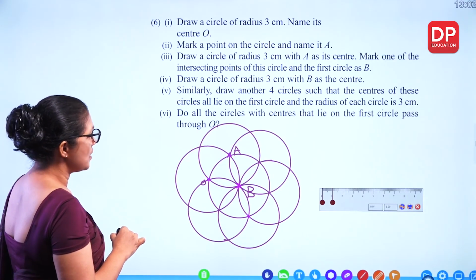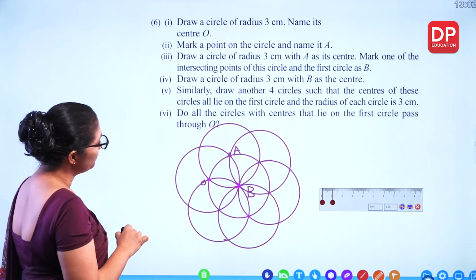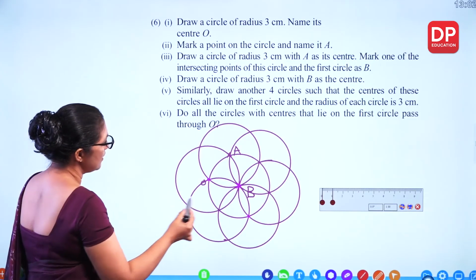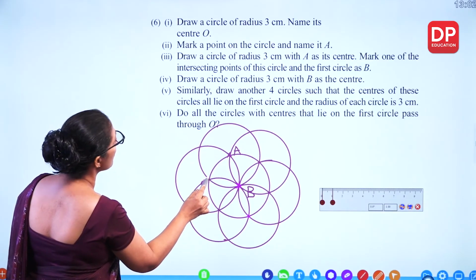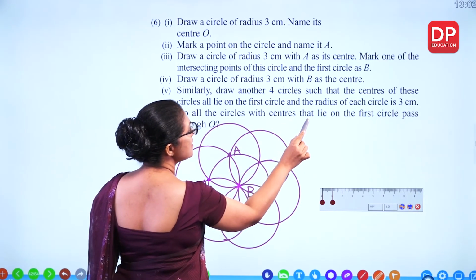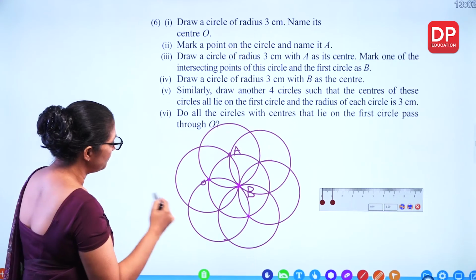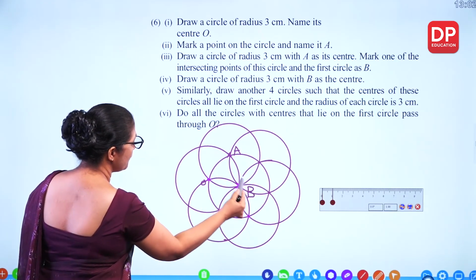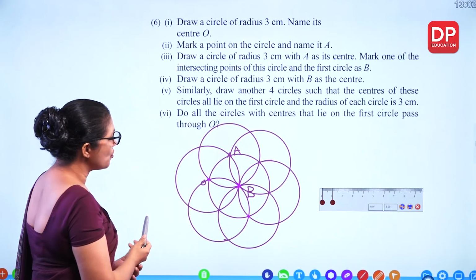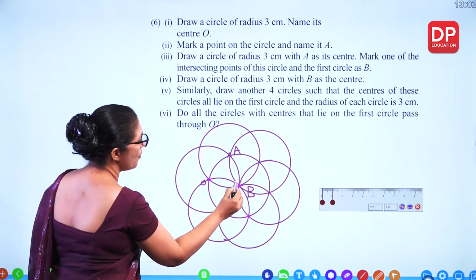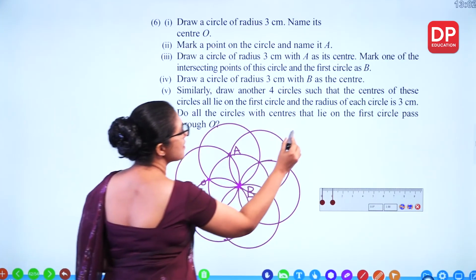Do all the circles with centers that lie on the first circle pass through O? Look carefully and see. This is the point O. What can you say about this? So all the circles pass through the center point. So you can say yes.